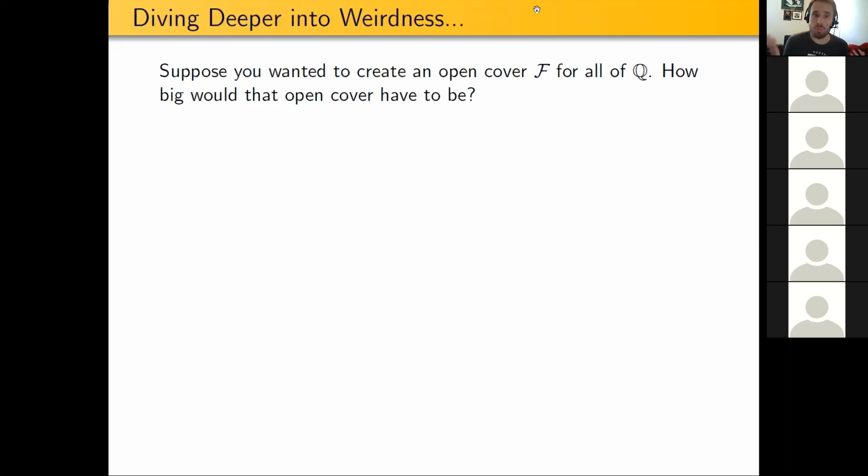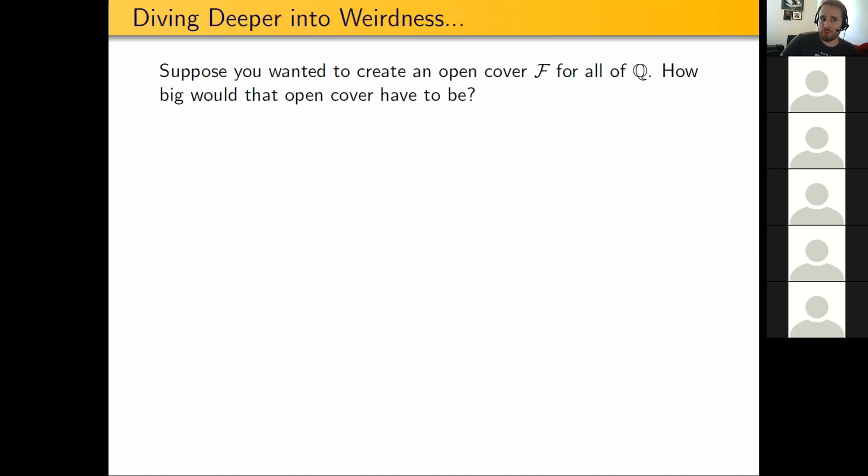So we've talked about open covers in this class. A question we could ask is, suppose we wanted to create an open cover that covered all of the rational numbers. So we have our real numbers, and we have our rational numbers that sit within the real numbers. Suppose we wanted to cover all of the rational numbers. How big of an open cover would we need?